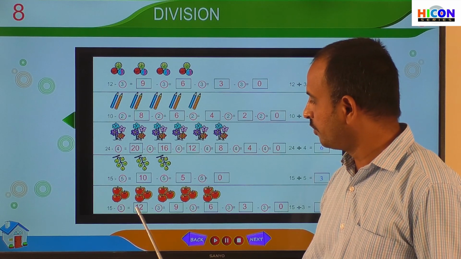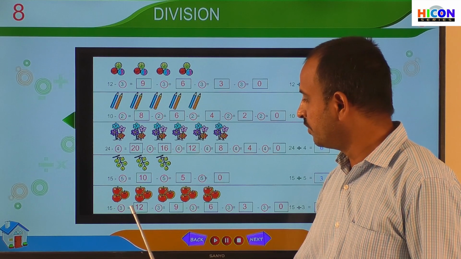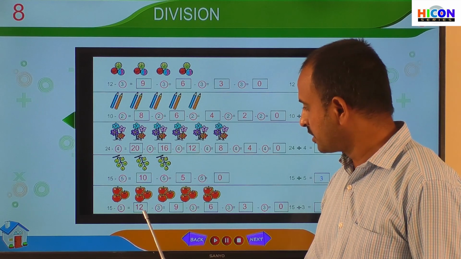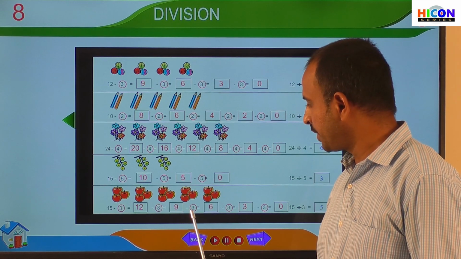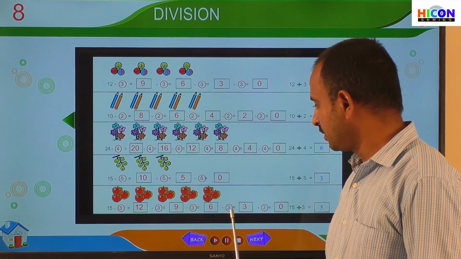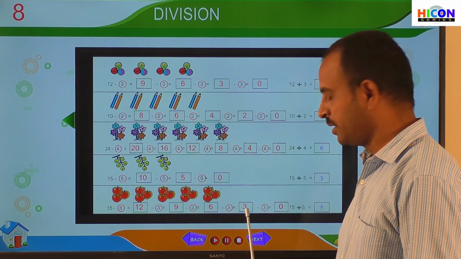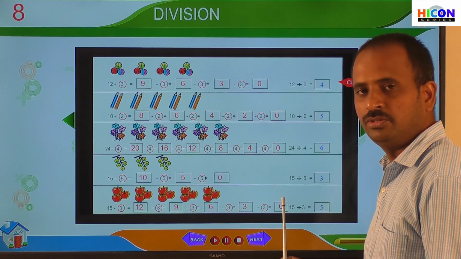So children, look at the problem, how we have subtracted and how we got 0. First subtract 3 from 15. Then we will get 12. And again subtract 3 from 12. We will get 9. And again subtract 3 from 9. We will get 6. And again subtract 3 from 6. We will get 3. And again subtract 3 from 3. Finally we will get 0.